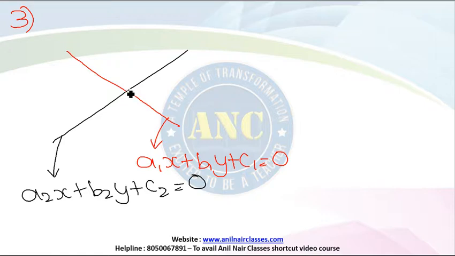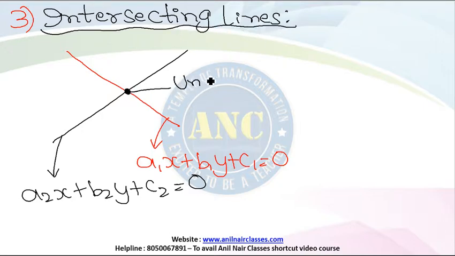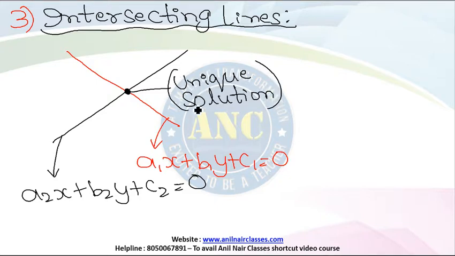Now, these two lines are intersecting at only one point. Such kind of lines are called intersecting lines. They both are intersecting at only one point. That is the reason intersecting lines will have a unique solution, or only one solution. There will not be more than one solution for intersecting lines. Unique solution is the only possibility for intersecting lines.